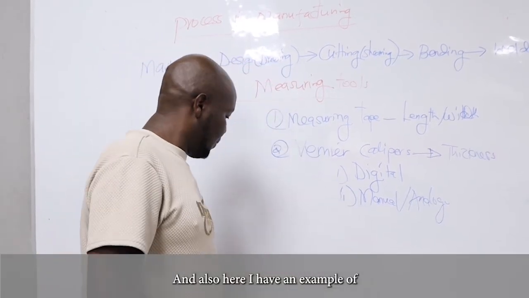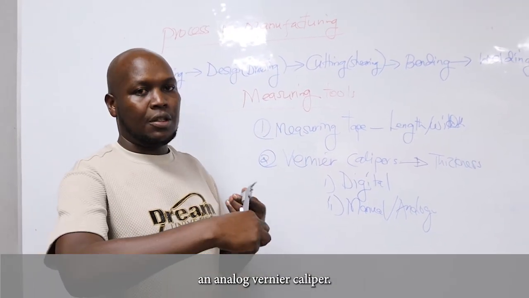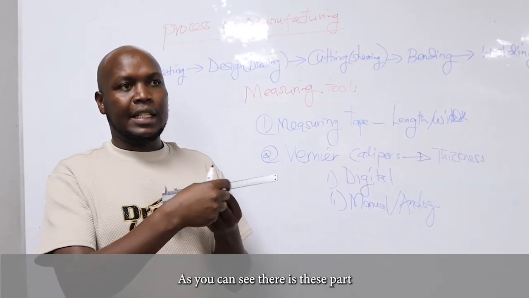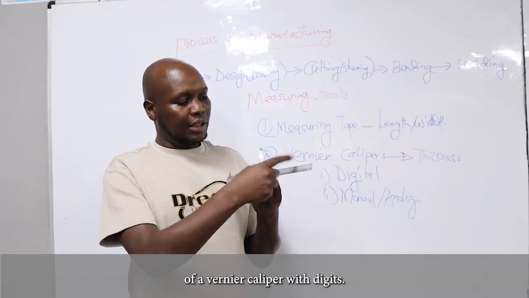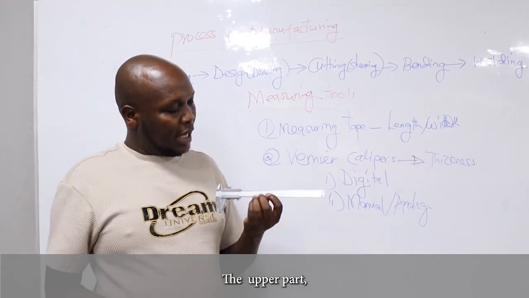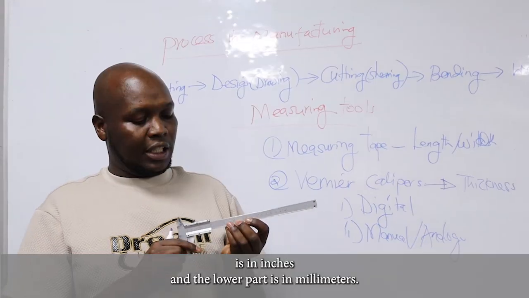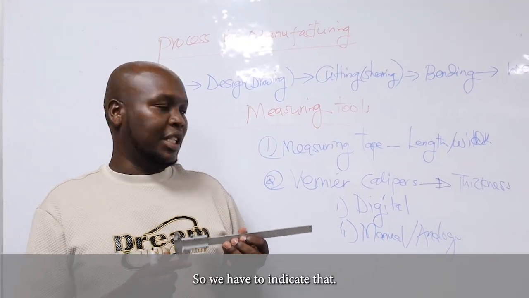And also here, I have an example of an analog vernier caliper. As you can see, there are these parts of a vernier caliper with digits. The upper part is in inches and the lower part is in millimeters. So you have to indicate that.